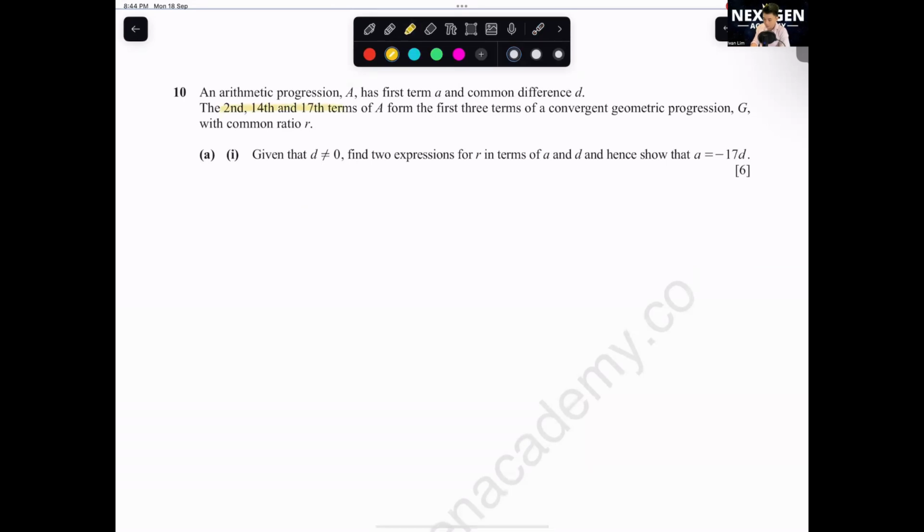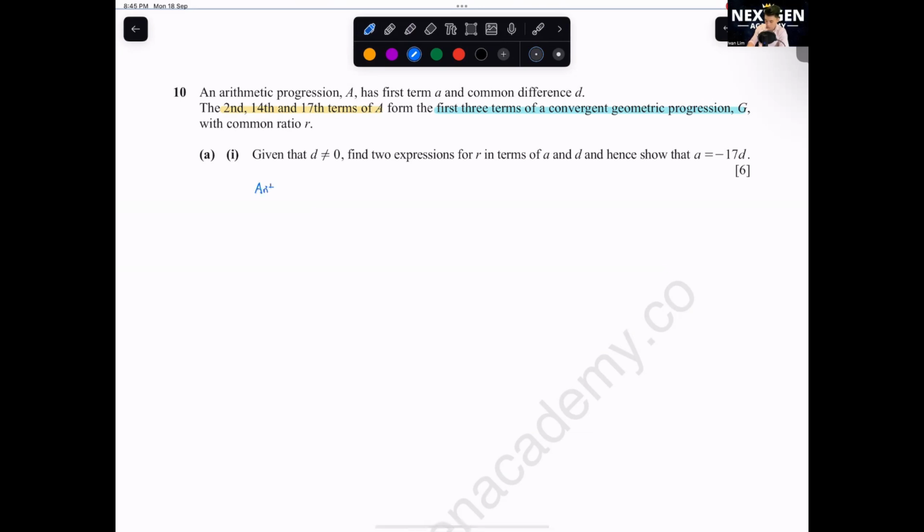The second, 14th and 17th terms of the AP form the first 3 terms of a convergent geometric progression. Okay, so you see here, converge means you'll keep getting smaller and smaller. So you just need to understand that the second, 14th and 17th terms of the arithmetic progression are equal to the first 3 terms of a geometric progression. That is all. So what does this mean? You need to equate and find the value with each other. They say find two expressions for r and then show that a is equal to negative 17d.